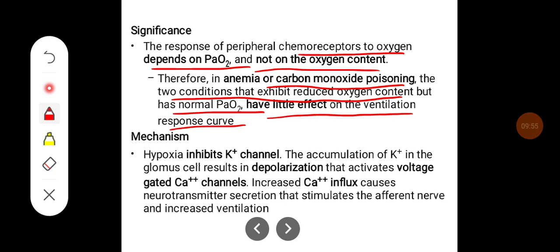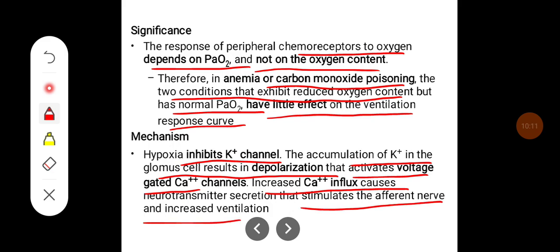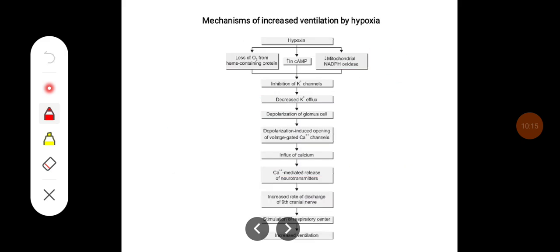The mechanism: hypoxia inhibits potassium channels. The accumulation of potassium in the glomus cell results in depolarization that activates voltage gated calcium channels. Increased calcium influx causes neurotransmitter secretion that stimulates the afferent nerve, and it will lead to increased ventilation. Okay. So this is the mechanism by which hypoxia increases ventilation.